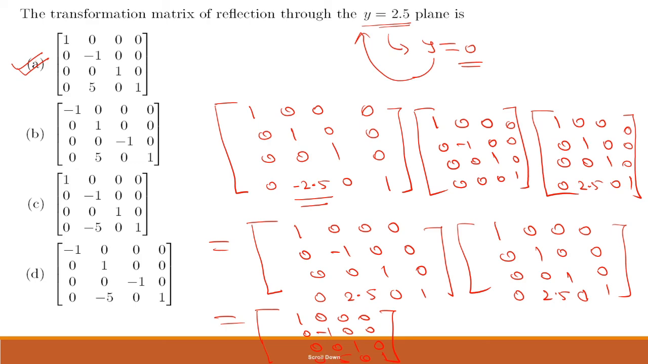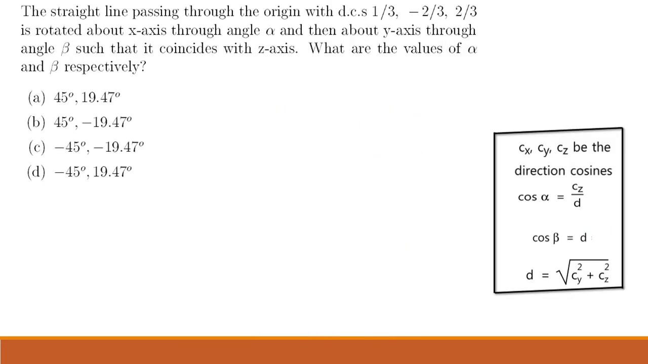Now let us move towards the next. The straight line passing through the origin with direction cosines. Here the direction cosines are given, and that straight line is rotated about the x-axis by an angle alpha and about the y-axis by an angle beta such that it coincides with the z-axis. So we have to find the values of alpha and beta. For that we know the formula, that is cos alpha is nothing but cz by d and cos beta is nothing but d.